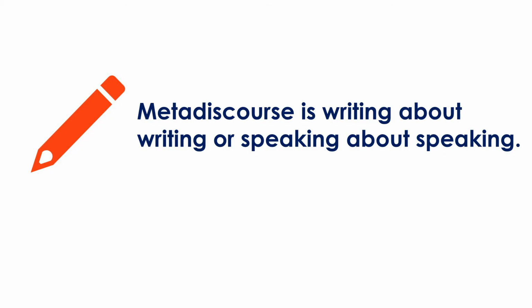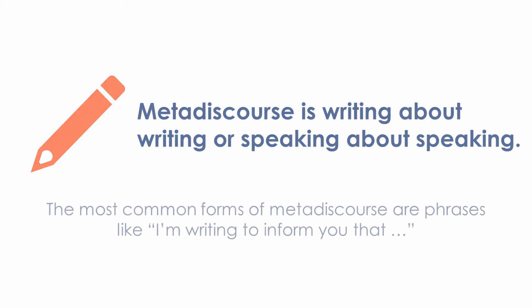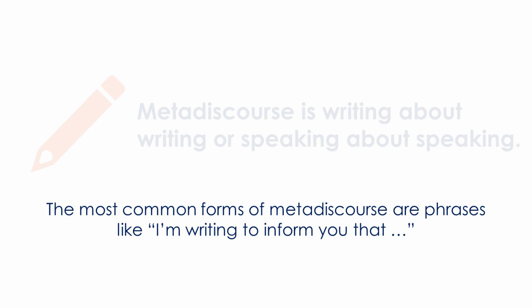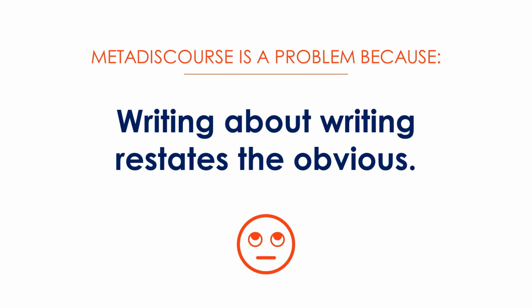Meta-discourse, on the other hand, is writing about writing or speaking about speaking. The most common forms of meta-discourse are phrases like, I'm writing to inform you that, blah, blah, blah. Meta-discourse is a problem because writing about writing restates the obvious. If you're writing to me to invite me to a meeting, that's obviously the purpose of your message. You don't need to tell me that that's the purpose of your message. Just scrub it out altogether, all right? So with both hedging and meta-discourse, get rid of it. You don't need it.